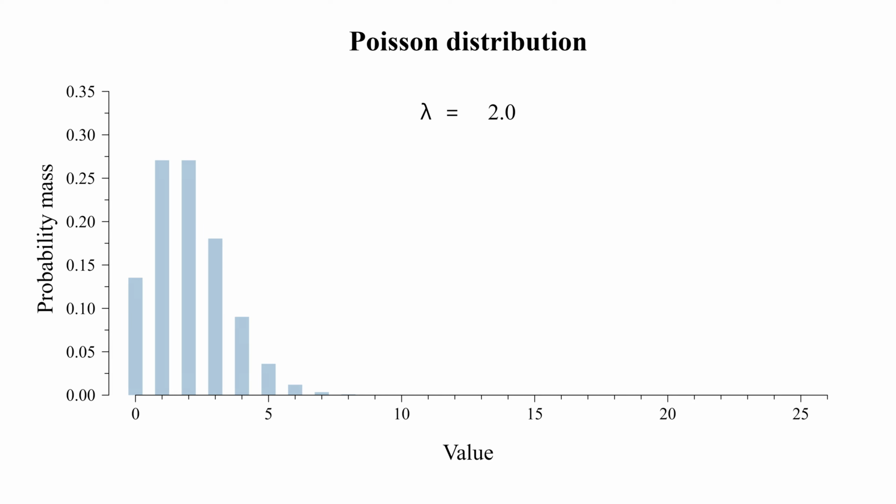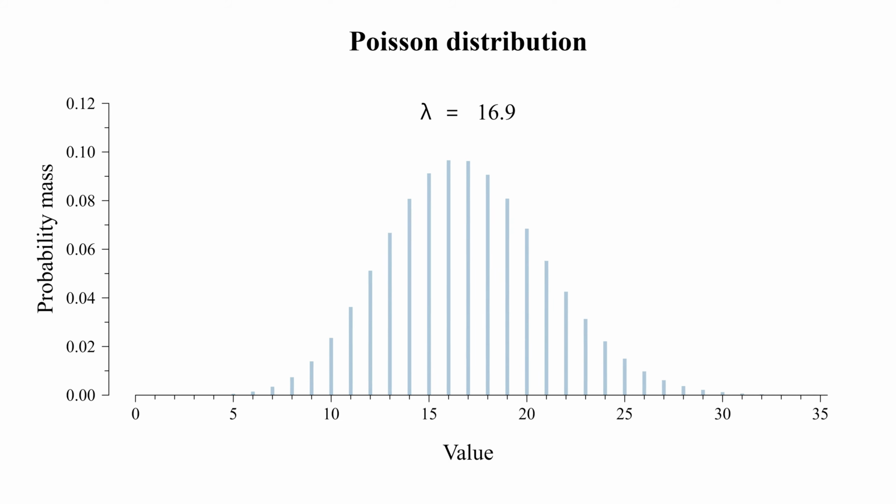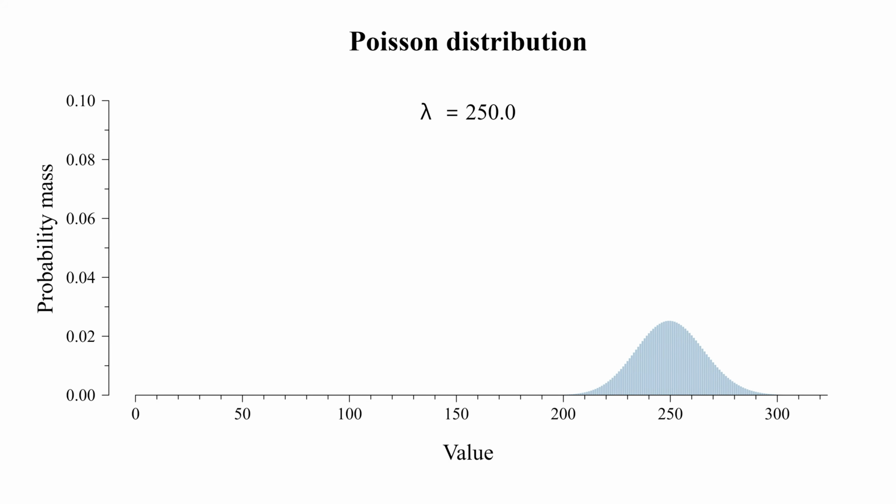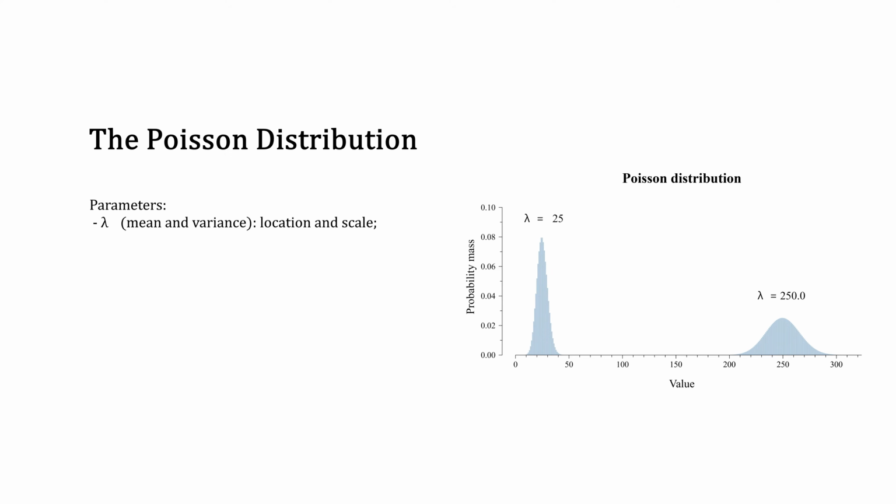The larger the mean, the less skewed the distribution becomes because we're moving away from 0, so the problem I just mentioned becomes less obvious. Let's summarize again what we have learned so far. The Poisson distribution has one parameter, lambda, which represents both its mean and its variance. So it's both the location of the distribution and the scale or diffuseness.